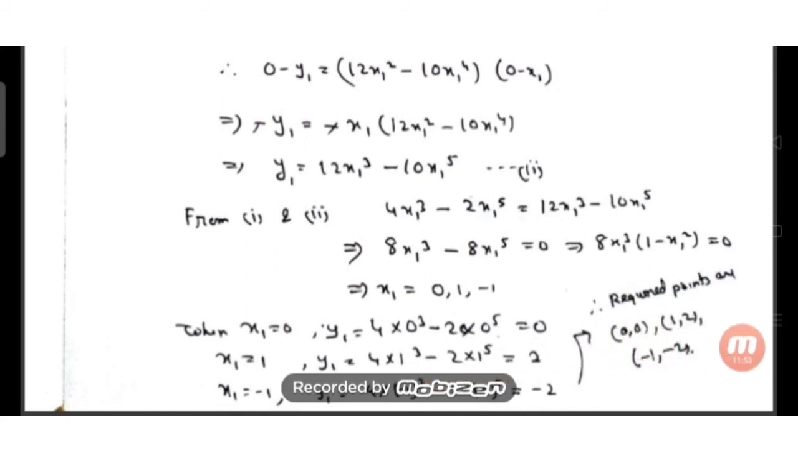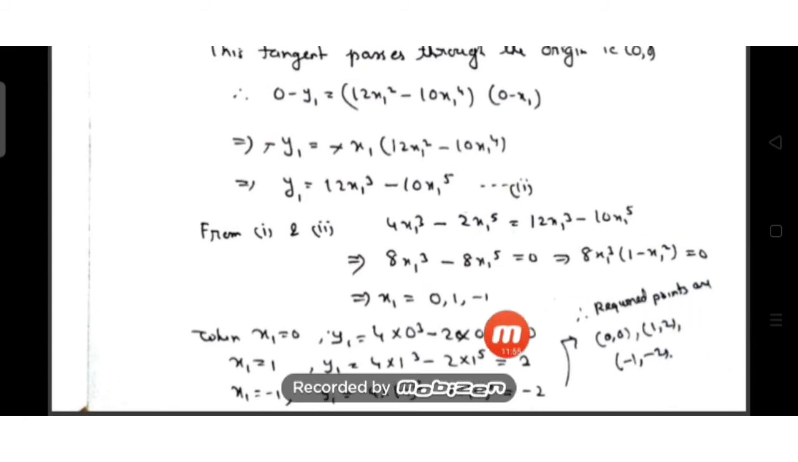Therefore, the required points are, what are the points you have got? 0, 0 is one point. The second point is 1, 2. And the third point is minus 1, minus 2. So this is the solution of question number 18. Hope you understand it.